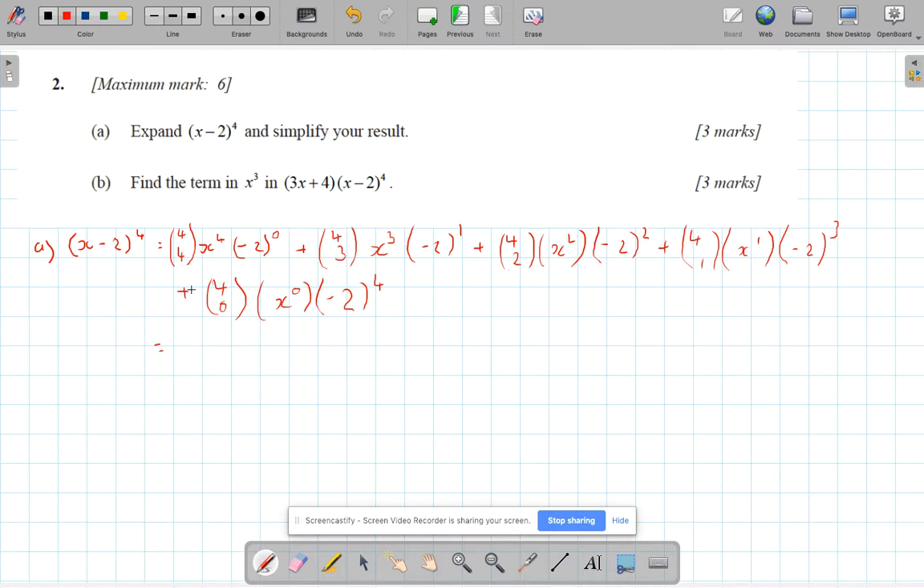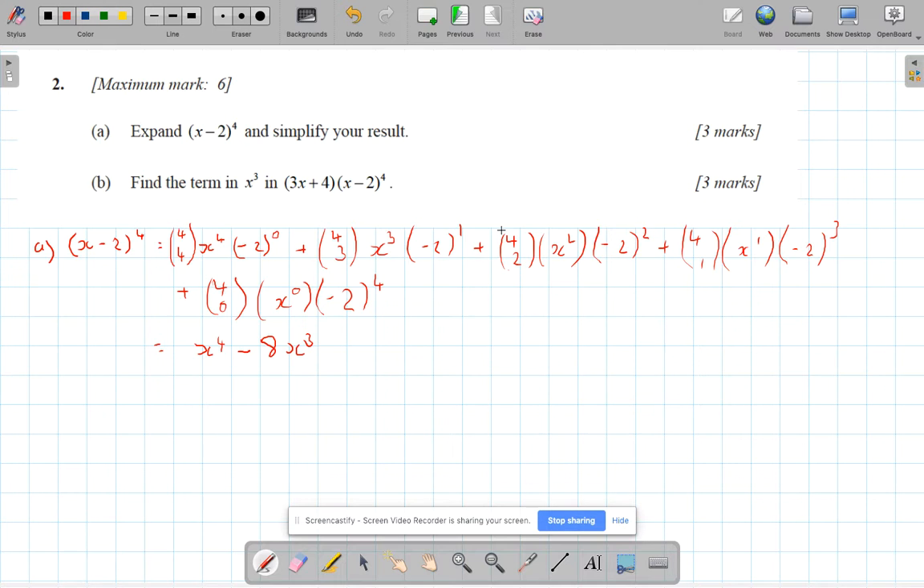But 4c4 is 1, minus 2 to the power of 0 is 1, so the first term is x to the power of 4. The second term, 4c3, is actually 4, and minus 2 to the power of 1 is minus 2, so this times this is going to give me minus 8. So that second term there is going to give me negative 8x cubed. Now, minus 2 squared is 4.